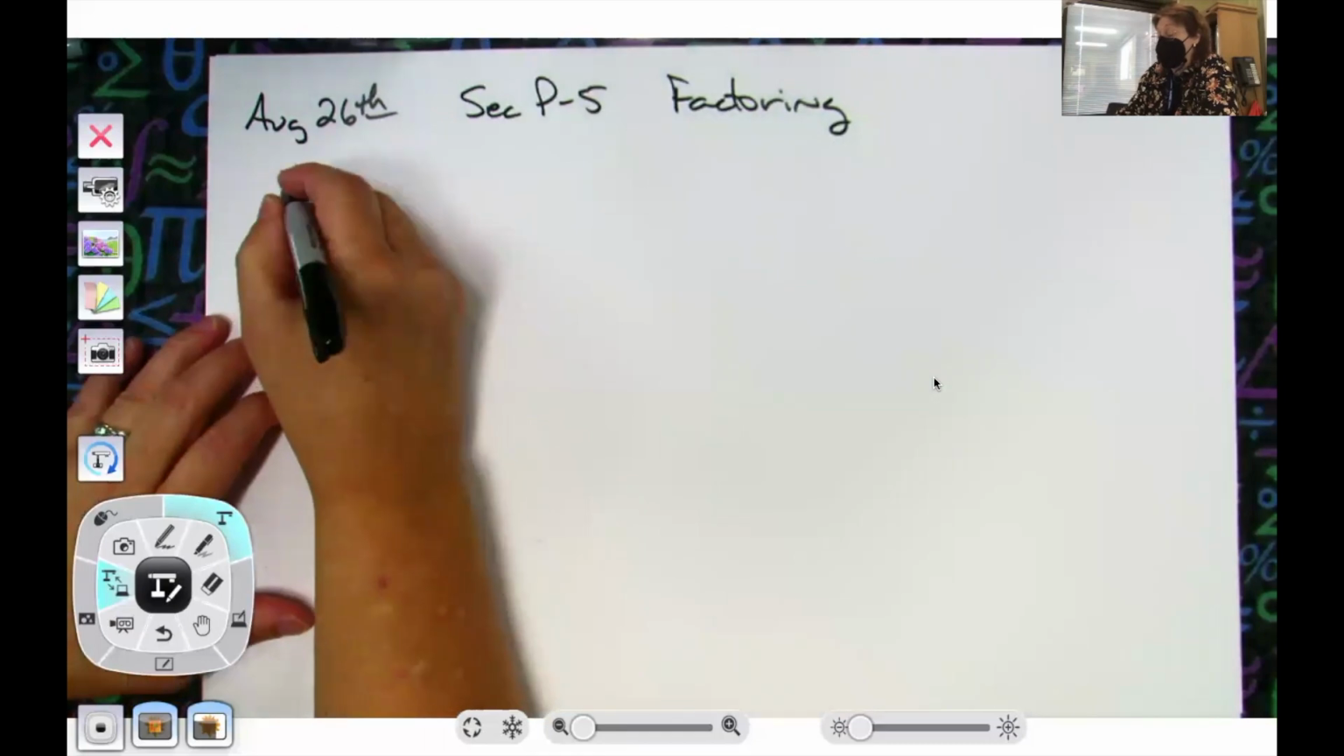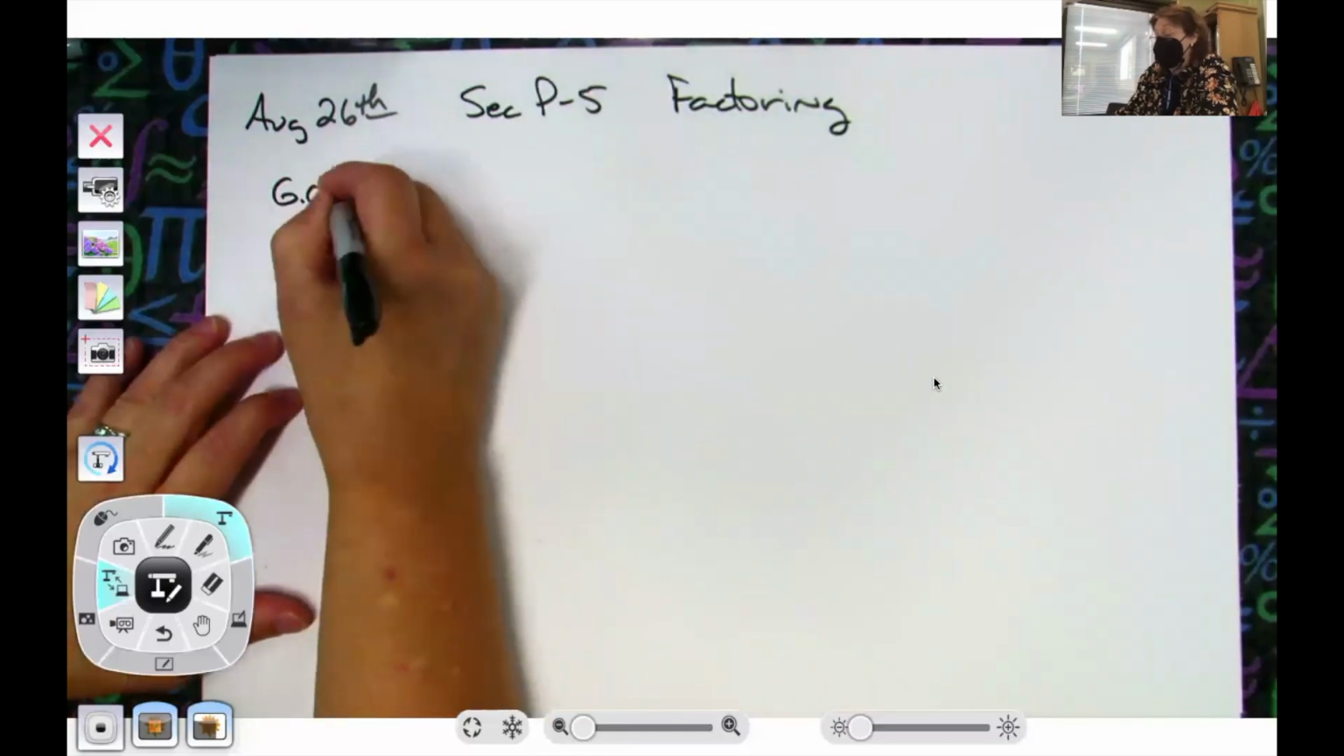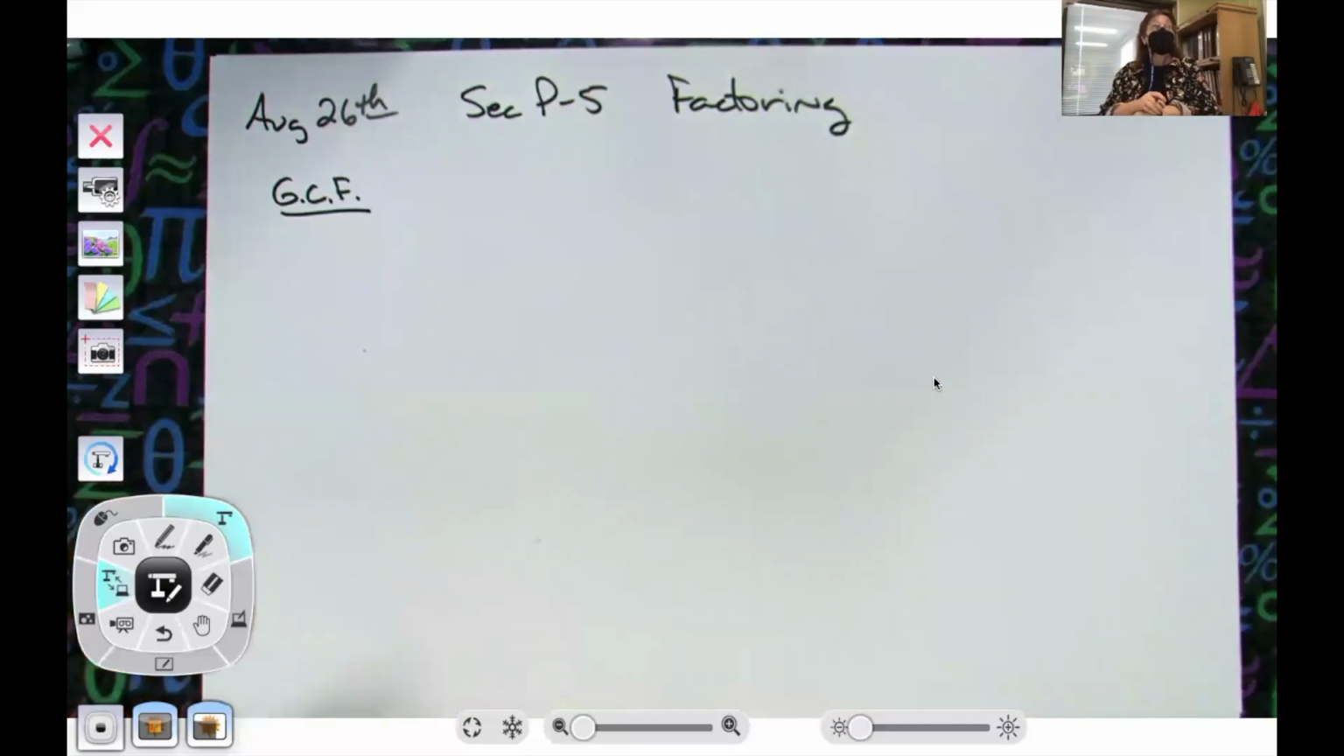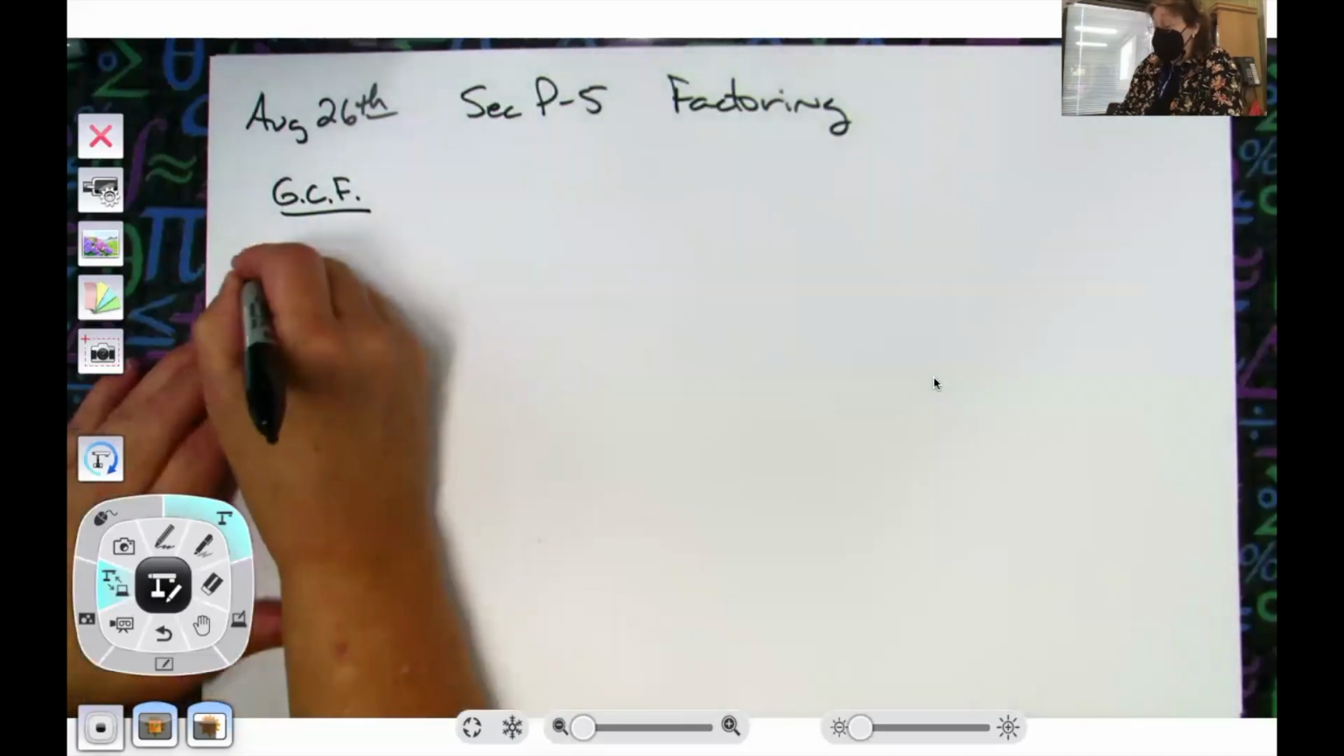First type, something that you should always do whenever you're going to factor. It doesn't make any difference how many terms it is or what you're doing. You should always look for that greatest common factor. Does it have a greatest common factor? Just a couple of examples here.